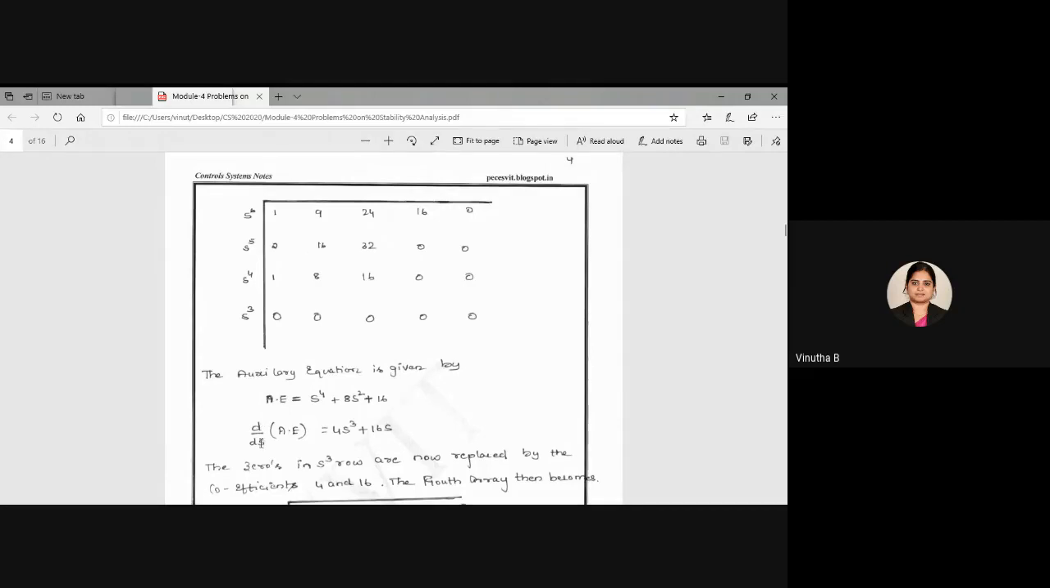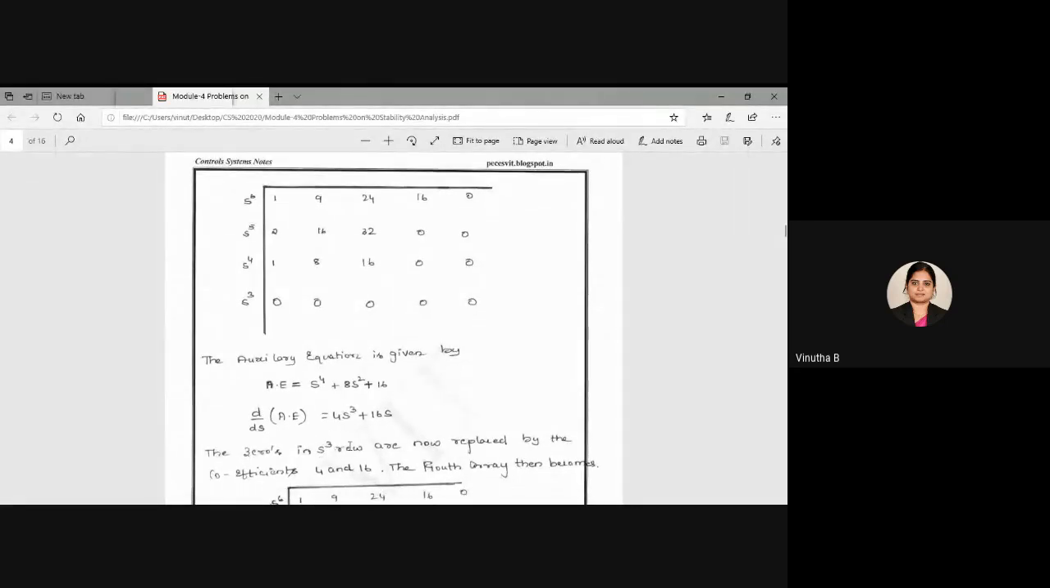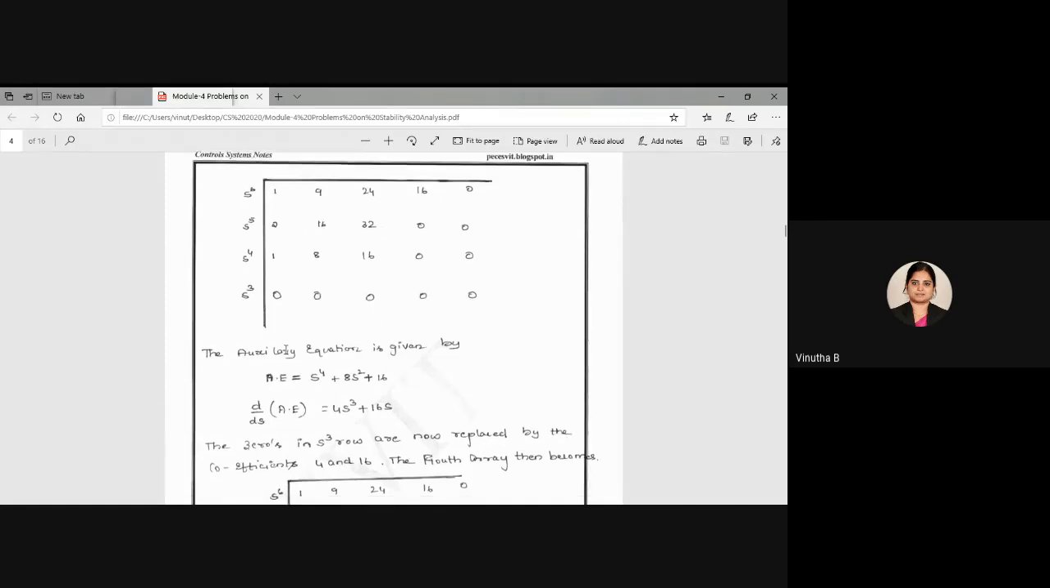So when you differentiate this once, you will get this value as 4s cube plus 16s. So now what is that you have to do? Wherever you have the zero element, you have to replace that with the values of this differentiated equation. So the zeros in the s cube row are now replaced by the coefficients 4 and 16. So this will become 4, this will become 16, and the rest all will be zeros, and then we have to proceed as it is.